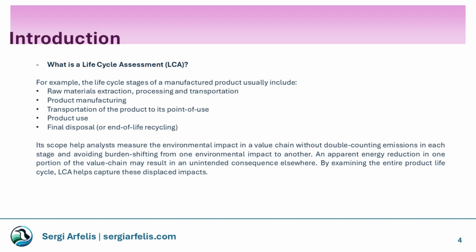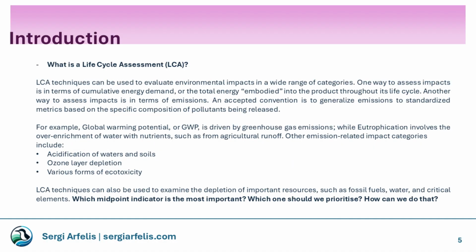The scope of life cycle assessment ensures analysts measure environmental impacts across this entire chain without double-counting emissions at each stage. It also prevents shifting burdens. For example, reducing energy use in one stage might unintentionally increase pollution elsewhere. By analyzing the full life cycle, LCA captures these hidden trade-offs, giving a complete picture of a product's true environmental footprint. Life cycle assessment techniques can be used to evaluate environmental impacts in many different categories.